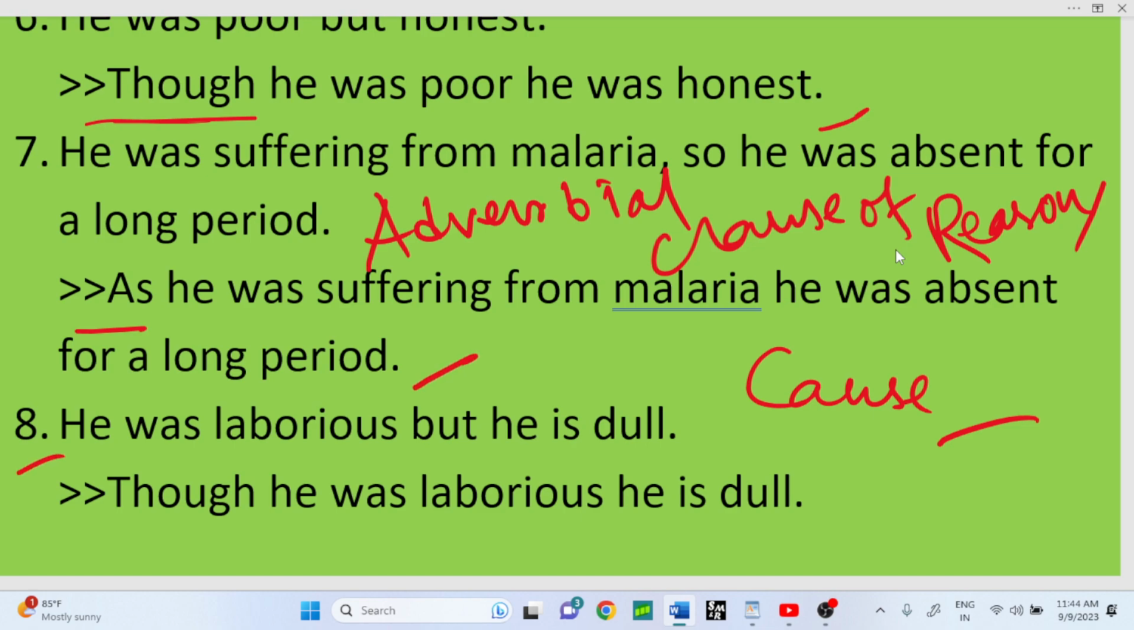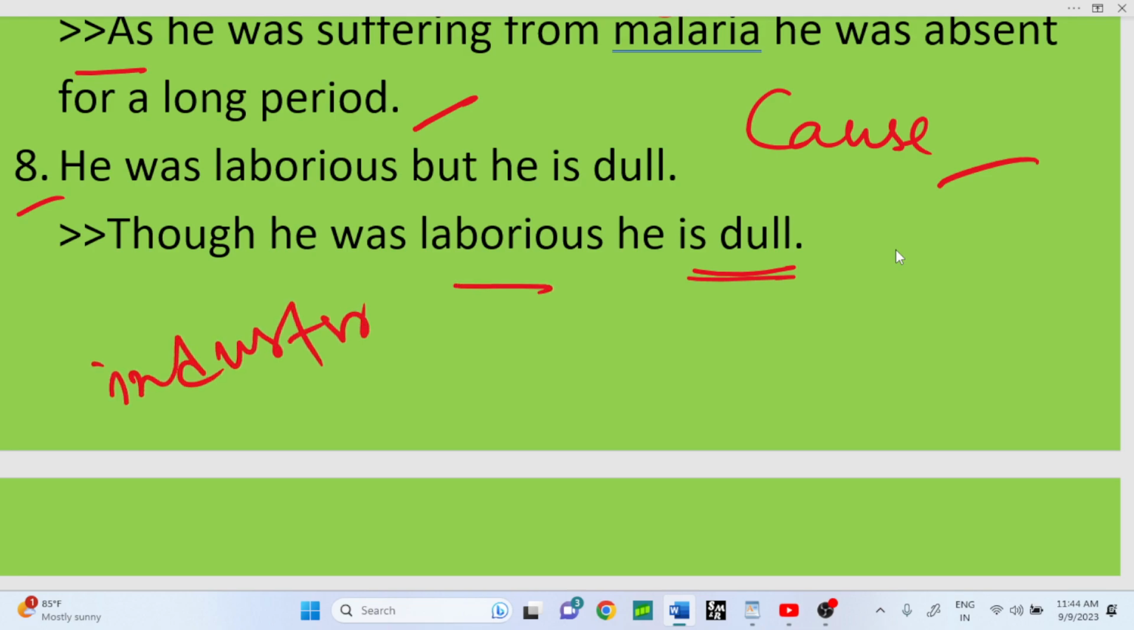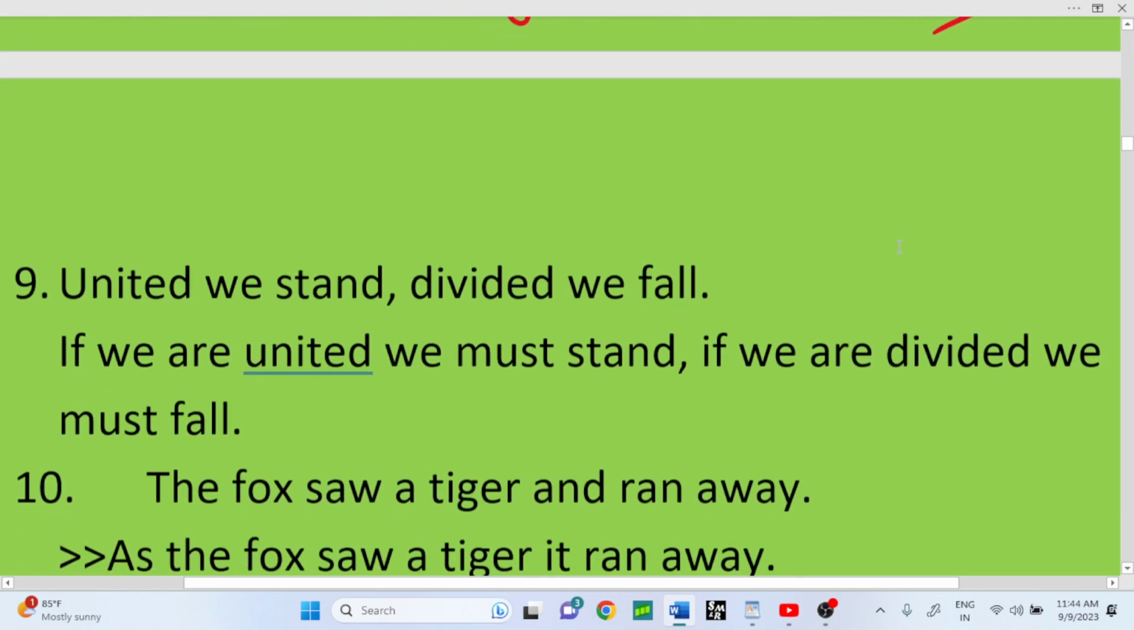He was laborious, but he is dull. Laborious means industrious, one who works diligently. Then, though he was laborious, he is dull. Laborious means industrious, one who works hard. Though he was laborious, he is dull. Dull means uninteresting.